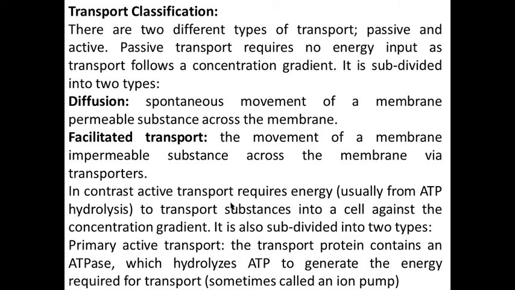In contrast, active transport requires energy to transport substances into a cell against the concentration gradient. It is also subdivided into two types: primary active transport. The transport protein contains an ATPase which hydrolyzes ATP to generate the energy required for transport, sometimes called an ion pump.